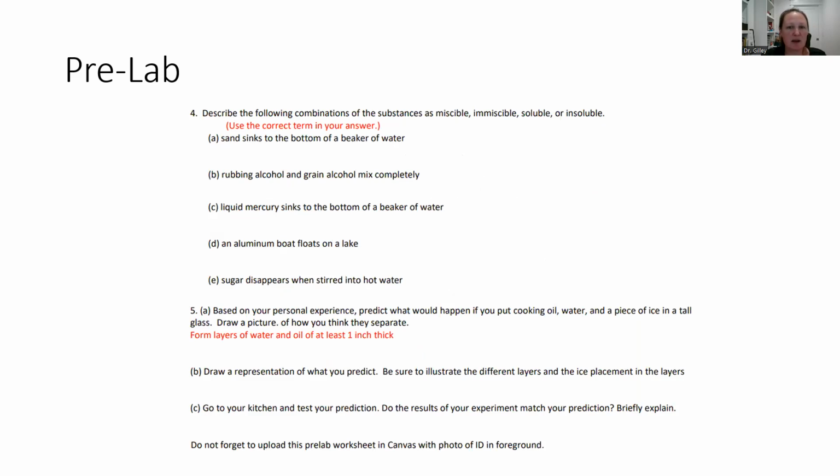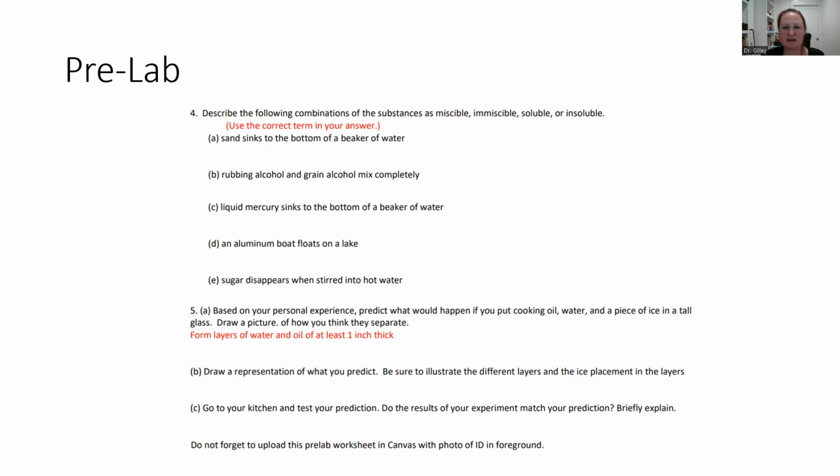After that, we are going to be describing some combination of substances using the following terms: miscible, immiscible, soluble, or insoluble. So think about if you have sand sinking to the bottom of a beaker of water, would you describe that in terms of its solubility or miscibility? Remember, if it's two liquids, we're just describing it as miscibility, and a solid mixed with a liquid would be solubility. So you want to describe that as soluble or insoluble, because it's sand, which is a solid mixing with water.